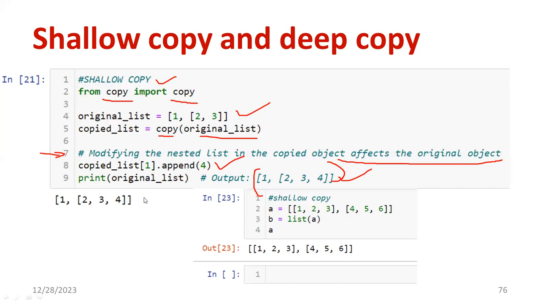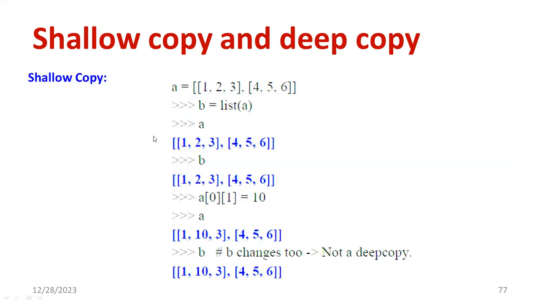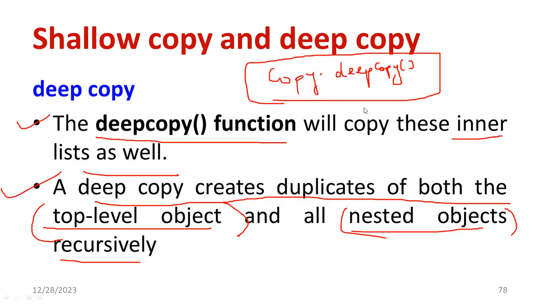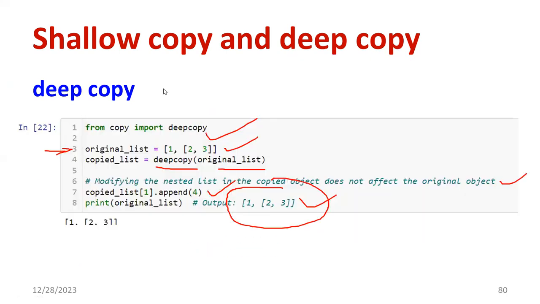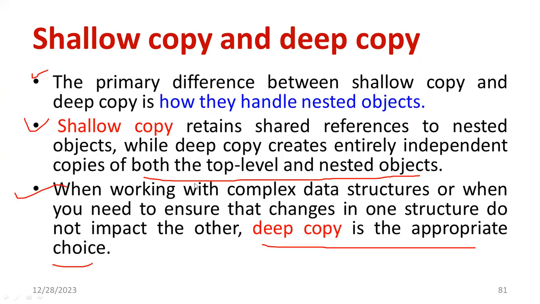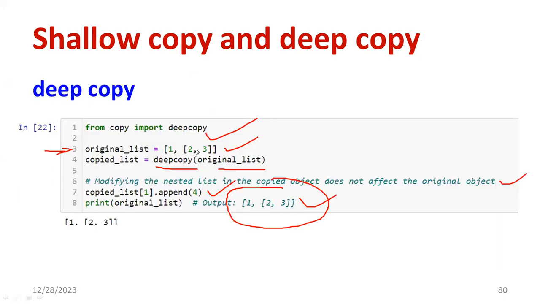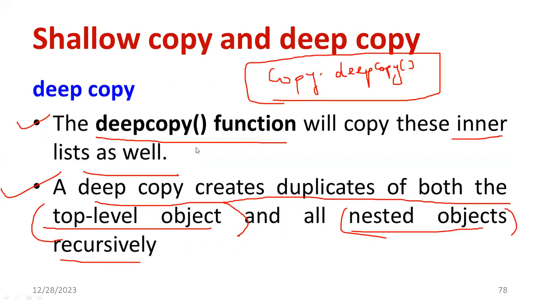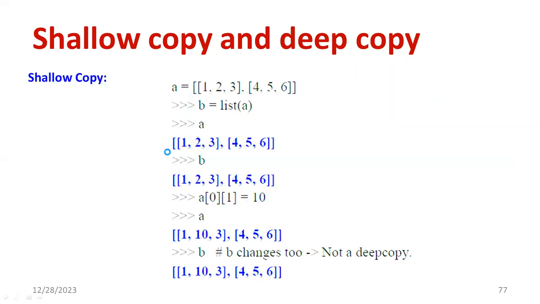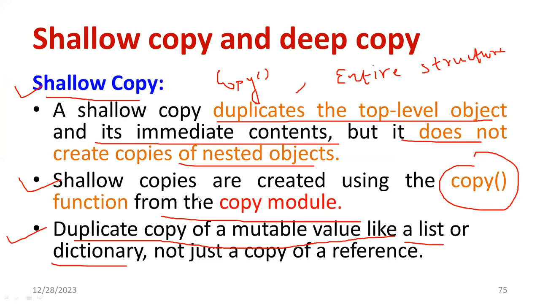Some simple examples I have given. See, for deep copy, which module I am going to use, that also you have to note down. Then what happens if you perform the deep copy, you can explain with the help of a simple example. Here, the structure and the internal content will be copied in deep copy. Okay, the difference also I have mentioned. So you have to talk about two segments: one is the top level object and the other is the nested object.